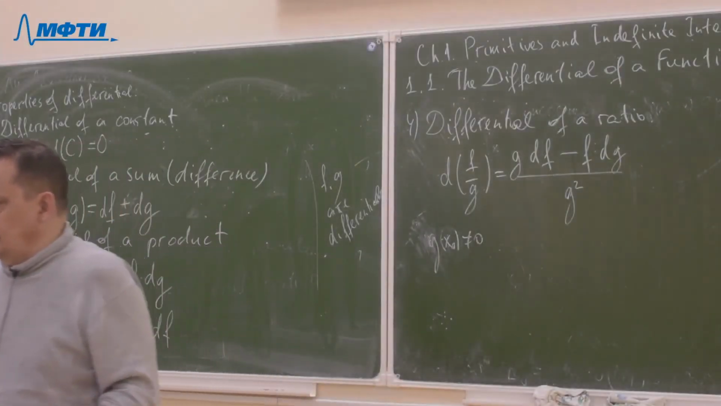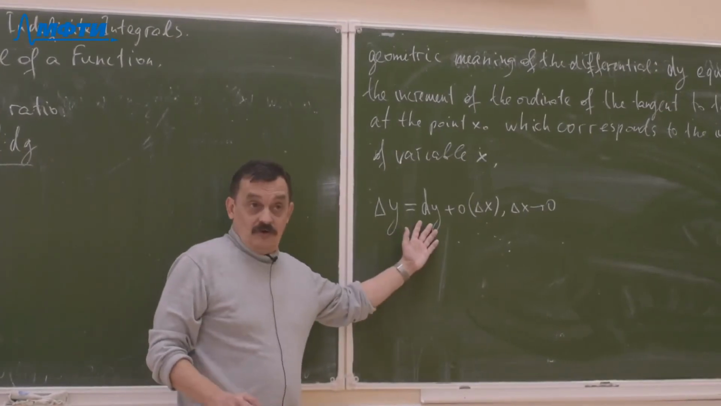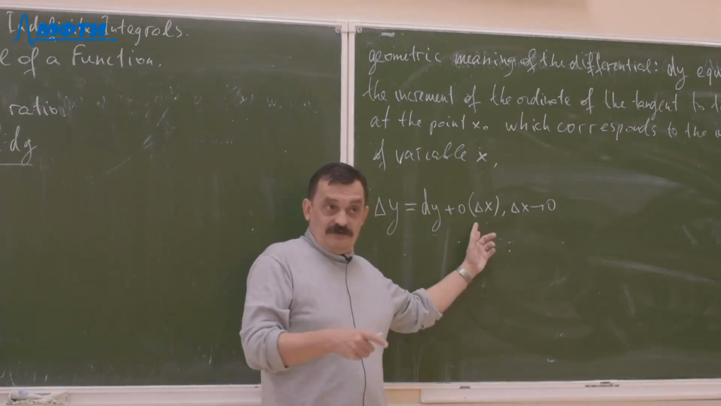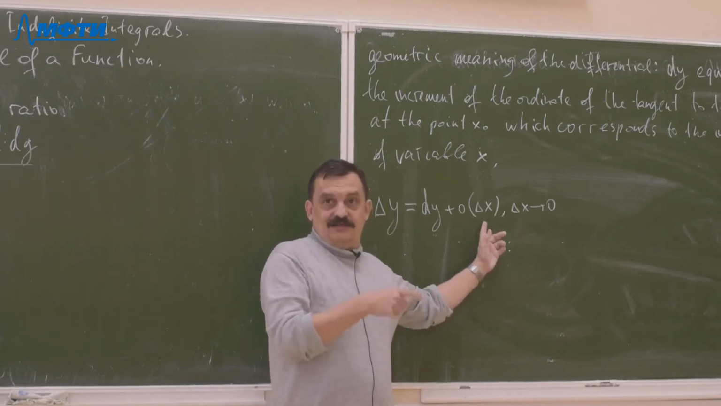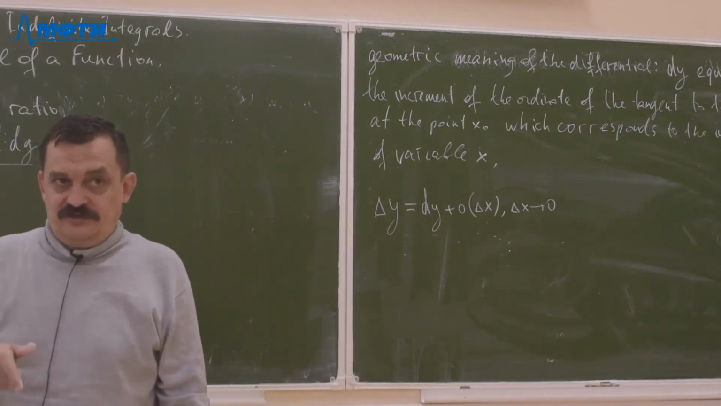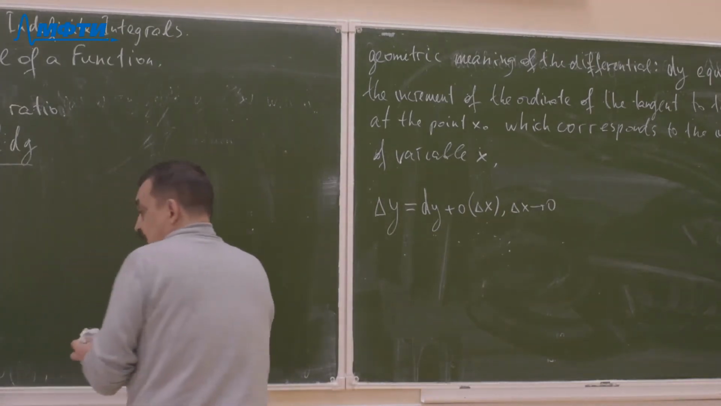We continue. I have to answer a question. The question is as follows. Can we say that the difference of delta y and dy is so little that it tends to 0? Look, this equality is still here, right? We can say more. The difference is so little that it tends to 0, and moreover, it tends to 0 faster than delta x. So we should say even more than that it tends to 0. It tends to 0 faster than delta x.